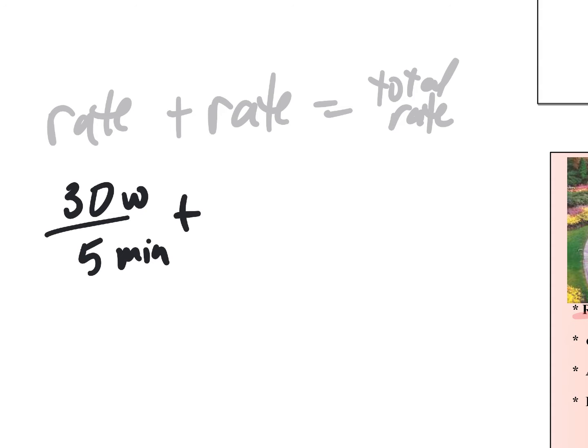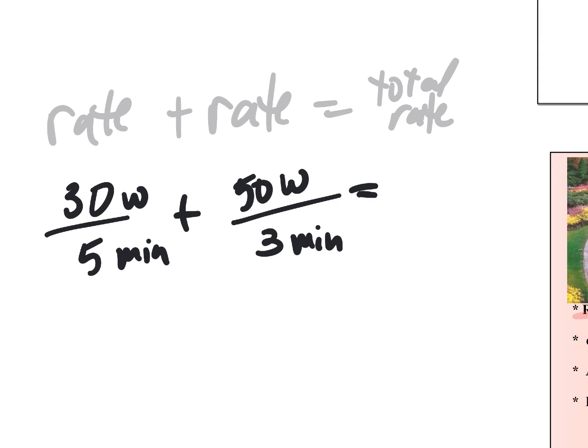So he's really motivated, and let's say that, considering how motivated he is, he can pull 50 weeds in 3 minutes. And then we decide to hire out to somebody else as a team and work together to pull weeds. My question would be, how many weeds would we be able to pull together in 5 minutes?